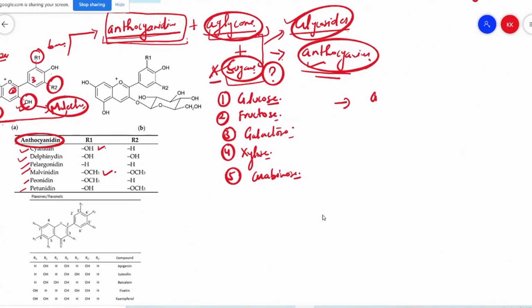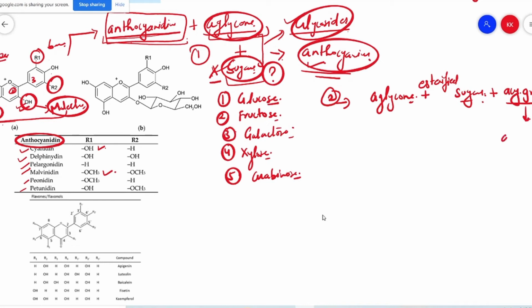Now I'm writing here again a glycone which is already esterified with sugar molecules, right? It is making a bond with sugar molecules. This is the first form. Then in the second form, the sugar molecule will again bind in the esterified form with other molecules called acyl groups or acyl substituents, and these acyl groups are your aliphatic acids.